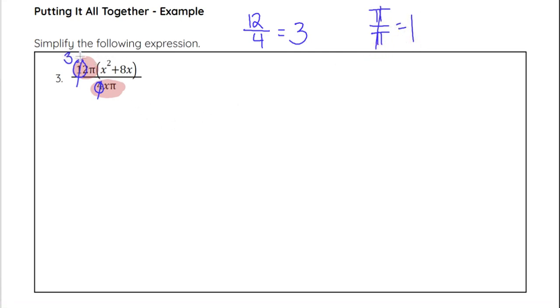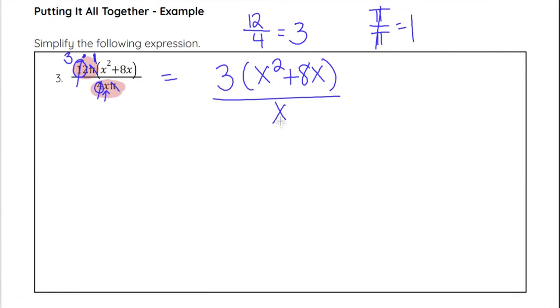So this is really going to be 3 times 1 right here for pi over pi. 3 times 1 is just 3. So I have 3 for this front part here, and then I still have times x squared plus 8x all over, and then notice I still have this x down on the bottom. So I'm going to go ahead and start with that.